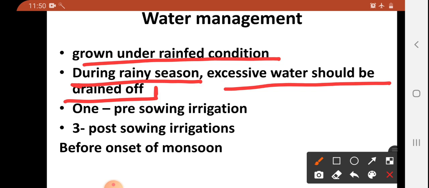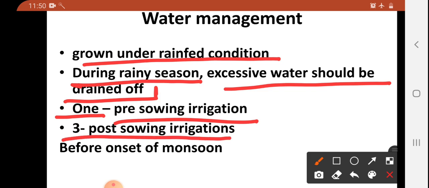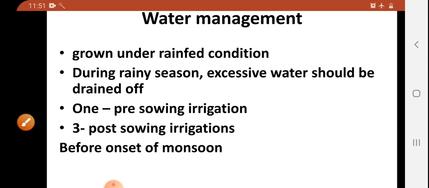Before sowing, this crop requires pre-sowing irrigation. If sufficient vapsa condition is not there, then this crop requires one pre-sowing irrigation. For quick germination of these seeds, pre-sowing irrigation is also helpful, as the seed coat of these seeds is quite hard. After that, this crop requires 3 post-sowing irrigations. Post-sowing means after emergence of the crop, it requires a minimum of 3 irrigations before onset of monsoon. And if sufficient rainfall is there, most of the time farmers do not irrigate this crop.